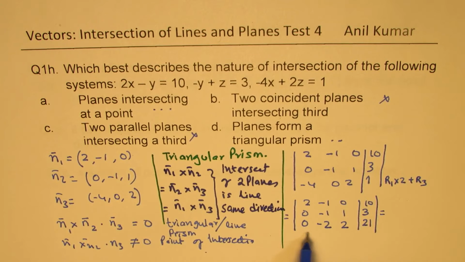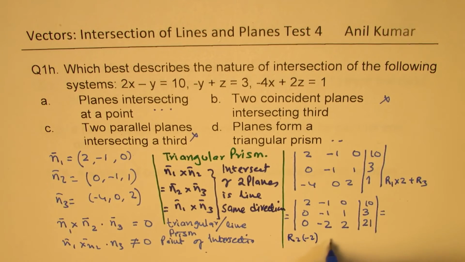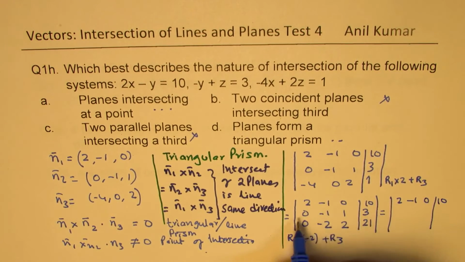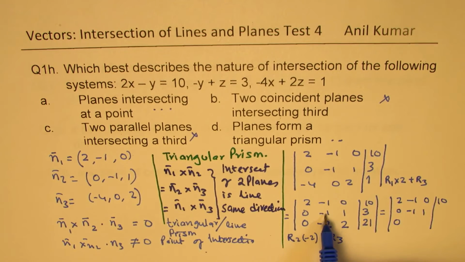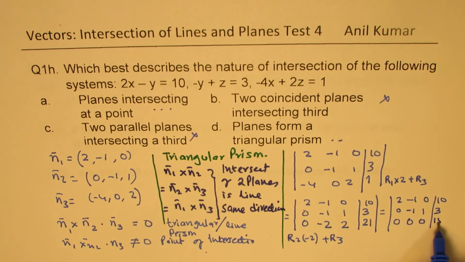Now we need to make this 0. So what should I do? To make this 0, I have to multiply R2 by minus 2 and then add, right? So this time we'll do R2 times minus 2 and then we'll add R3, correct? So what we get here is 2 minus 1 0. Here we have 10. Let's leave this as 1, and that is 0. Minus 2 makes it plus 2. When you add, you get 0. Minus 2 makes it minus 2, and you get 0 here also. Minus 2 makes it minus 6, and when you take away from 21, you get 15, correct?